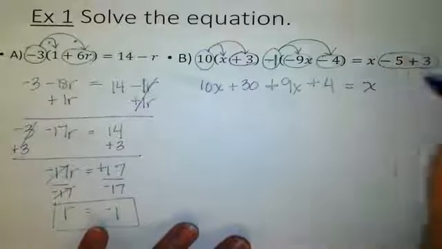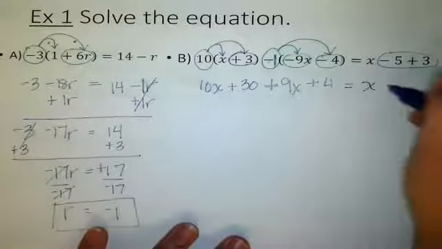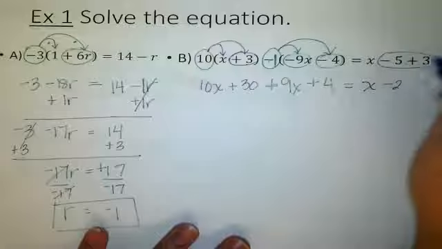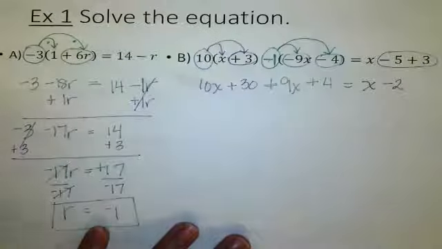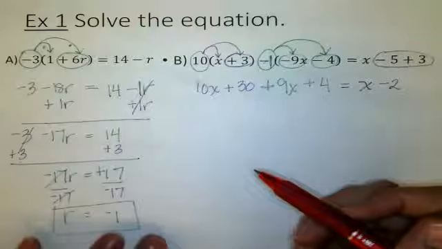Combine them. What is a negative 5 and a positive 3? Negative 2. So these are on the same side. Nothing fancy there. You just do what it says. So on the left-hand side now, what should we do?